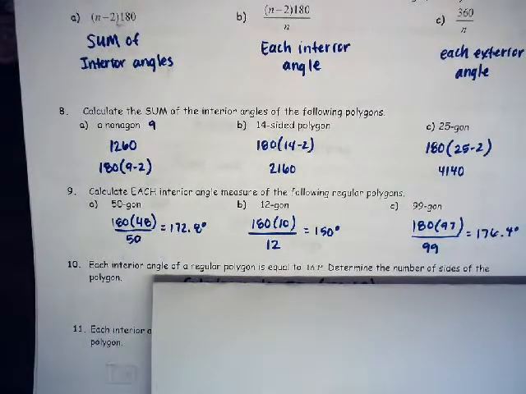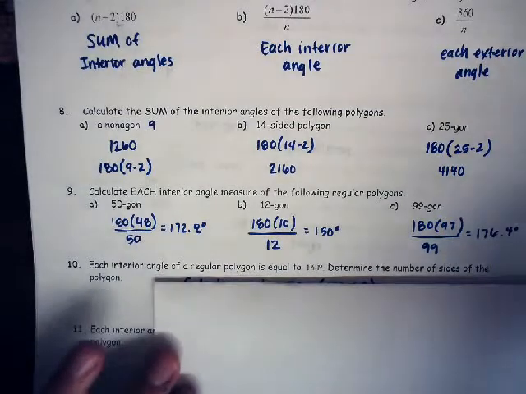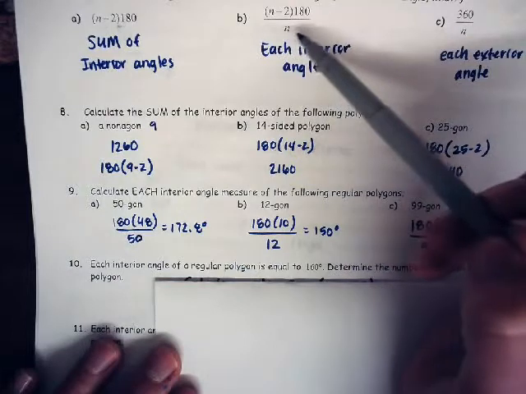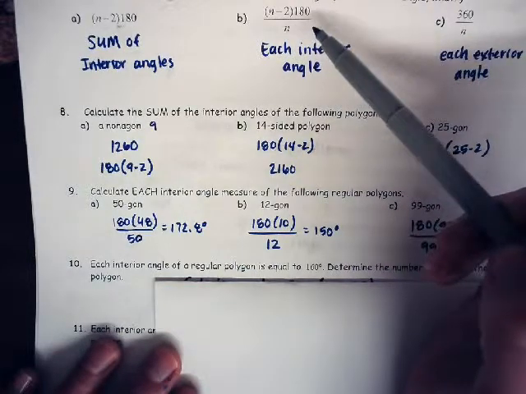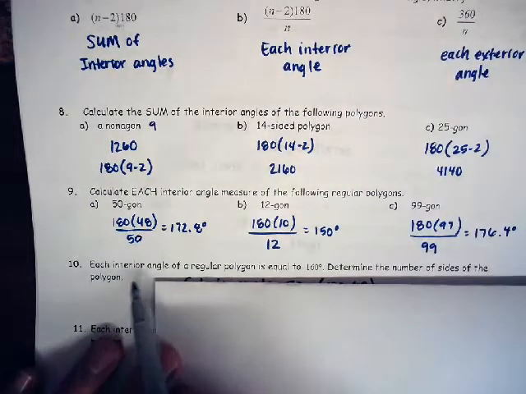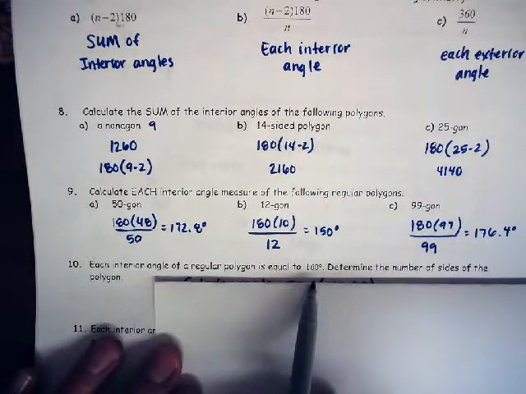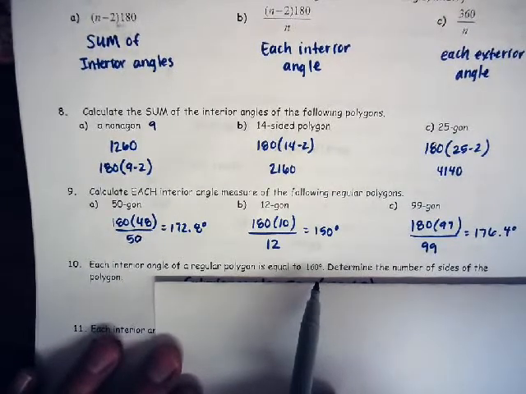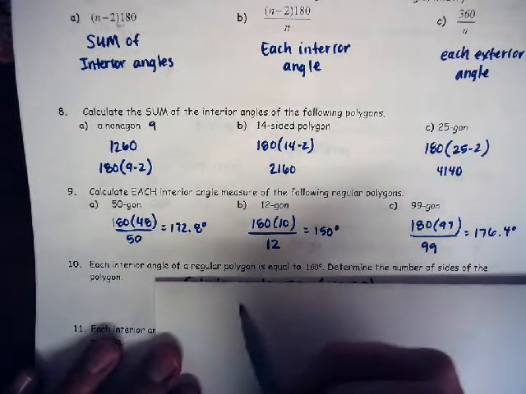Okay, each interior angle of a regular polygon is equal to 160 degrees. Determine the number of sides of the polygon. There's 2 ways that I can solve this. I can either use this formula right up here, because that's what equals each interior angle, and I can set that equal to 160 since each interior angle is 160. That's kind of hard to solve for n that way. It's doable and something we all know from algebra, but there's an easier way.